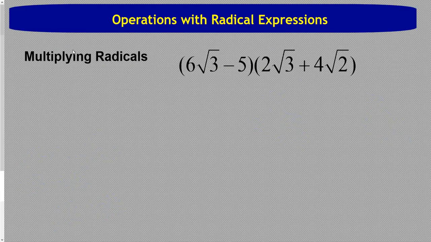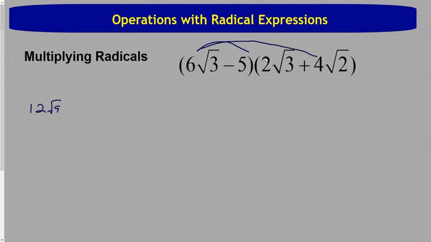Okay, multiplying. Same thing, we're just going to have to distribute. I've got 2 terms here, so everything gets multiplied by this guy. So that's 6 times 2, which is 12. Square root of 3 times square root of 3 is the square root of 9. We'll come back and take care of that in a second.